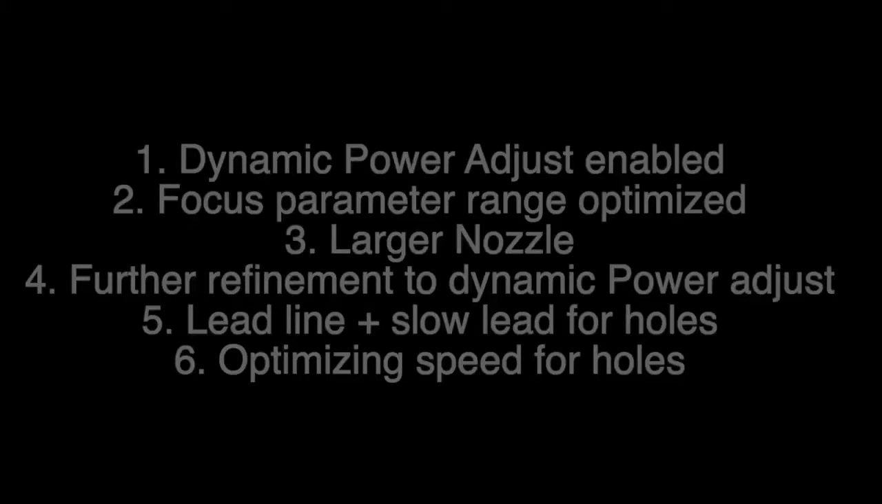First of all, we enabled dynamic power adjust. And then second, we worked on the focus a little bit and found the perfect range and got that optimized. We tried stepping up to a larger nozzle. And usually you will find with nitrogen or compressed air cutting, going with a larger nozzle will almost always improve your cut. But then you have to make a decision: is the extra nitrogen or assist gas that you're using worth the improvement? In this case, we ended up moving it back, but we've made further refinement to the dynamic power adjust.